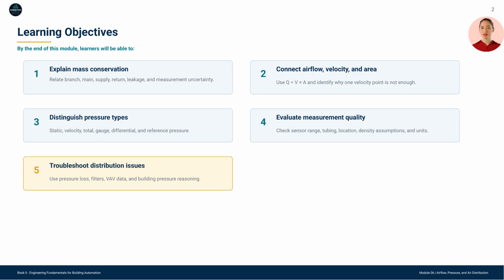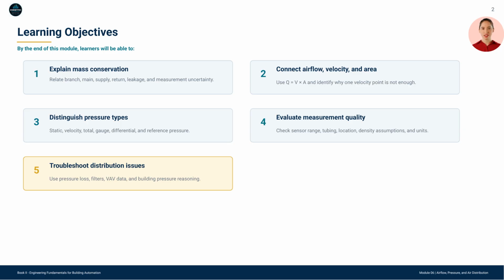By the end of this module, learners should be able to connect airflow, velocity, duct area, pressure, density, and sensor installation into one practical troubleshooting method. This is not about memorizing definitions. It is about making better decisions when a VAV box reports low airflow, a filter differential pressure alarm appears, or a building pressure complaint reaches the operations team.